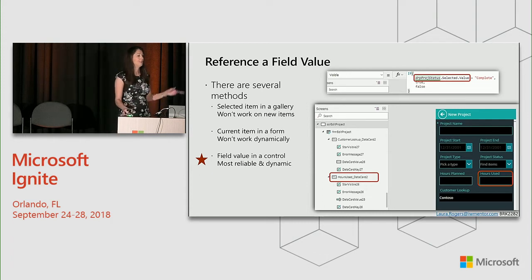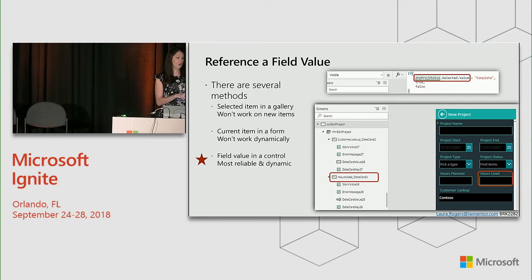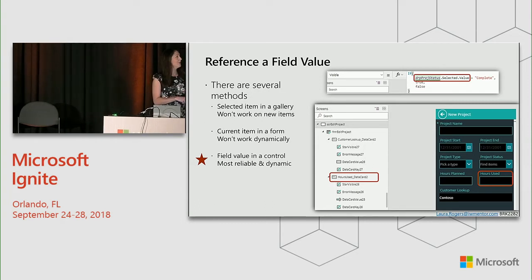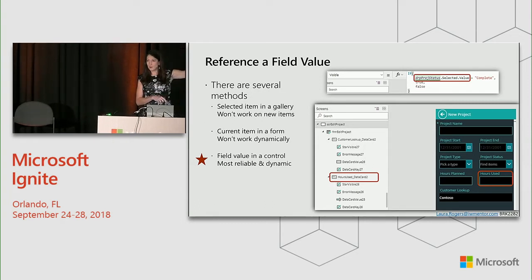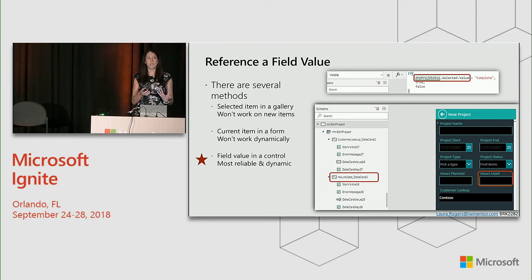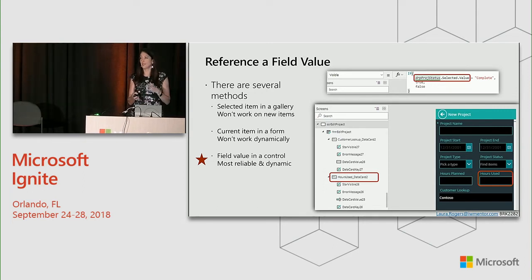Now here's the way the syntax looks. I have a drop-down called DRP project status. If the project status selected value equals complete, now the reason I have the dot selected dot value is because it's a drop-down box. If it was something else like a text box, I could just do dot text. So depending on the type of control you have in PowerApps, this syntax will look a little different. But this is a drop-down.